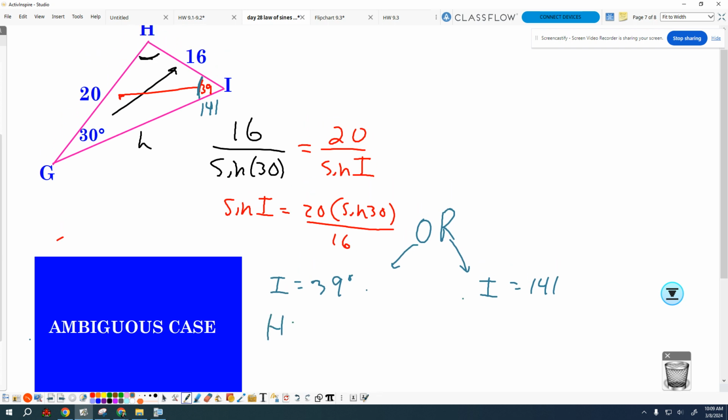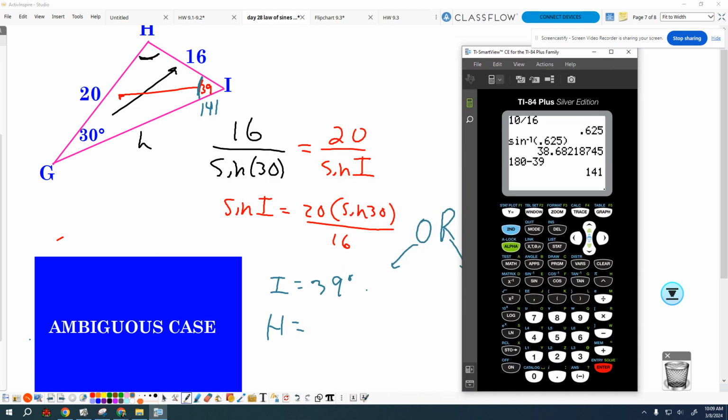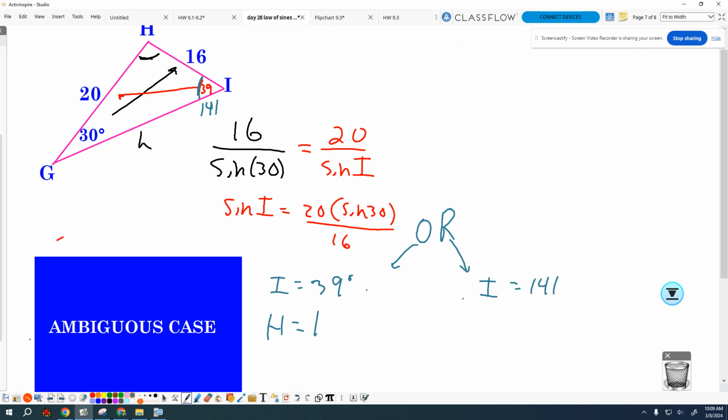So angle H when it's the little angle for I is easy enough to do: 111. 39 plus 30, subtract that from 180, 111. And then the other one, I is 9 degrees. So all you have left to do is find the little H side.